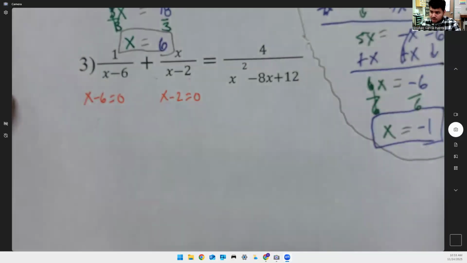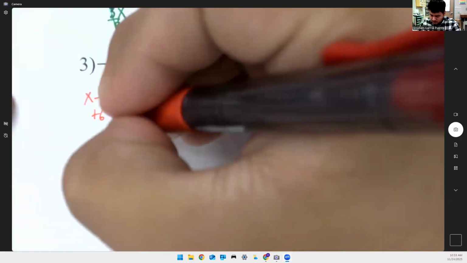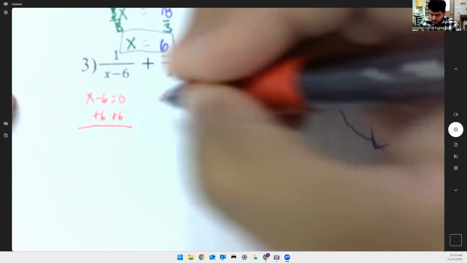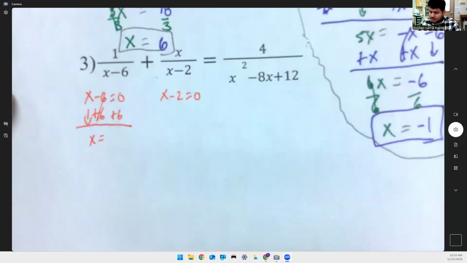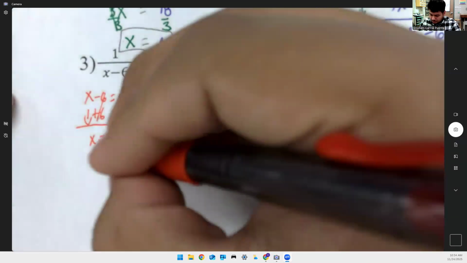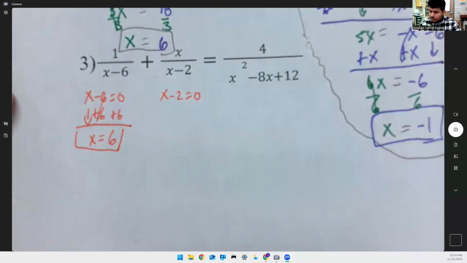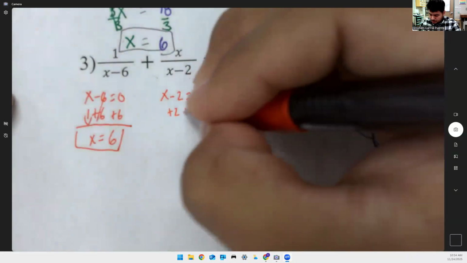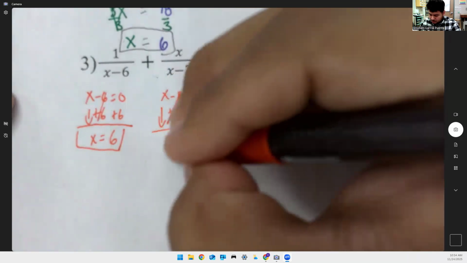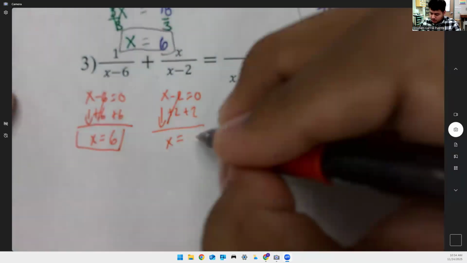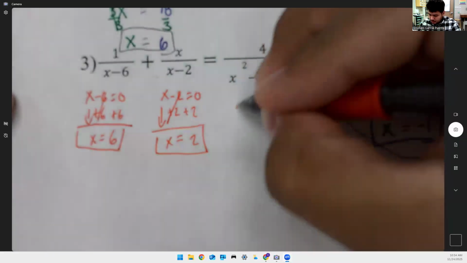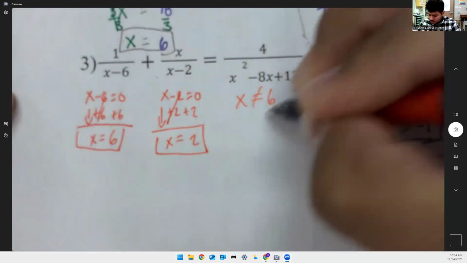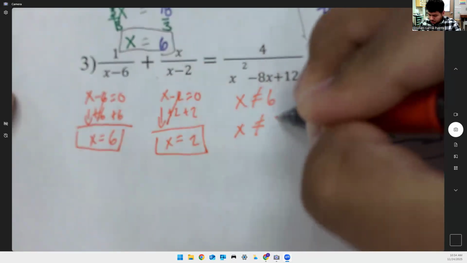So how do you get rid of this negative 6? You add 6 on both sides. So the 6's cancel, x drops, and what's 0 plus 6? 6. Now we're going to do the same thing. How do you get rid of this negative 2? You add 2 on both sides. So the 2's cancel, the x drops, and what's 0 plus 2? It's just going to be 2. So x cannot equal 6, and x cannot equal 2.